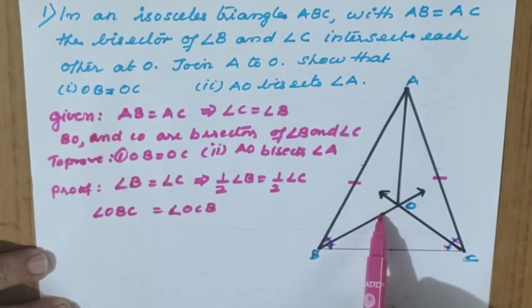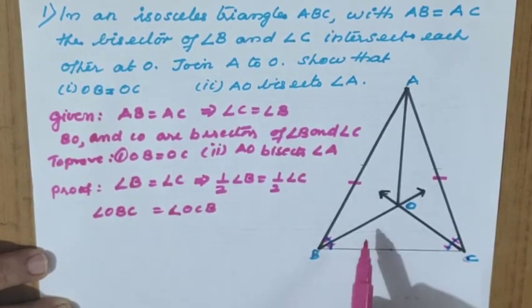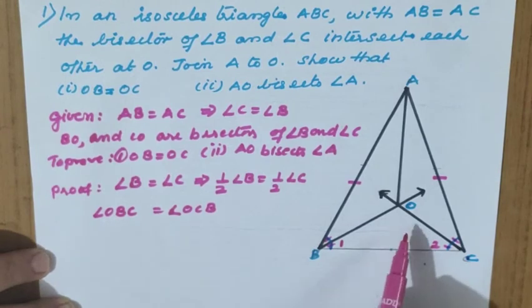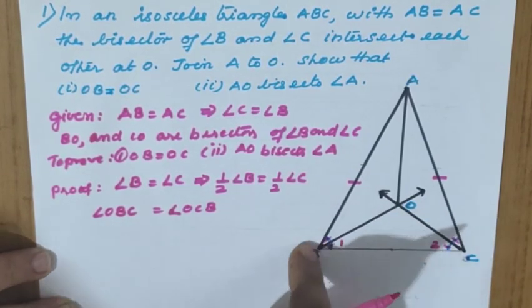Half of B means I am taking OBC. Similarly, half of C I can write OCB. I can write OBA also, OCA also, but that is not the purpose for us, because in one triangle we need. So we got here OBC and OCB. I'll just write 1 and 2. Angle 1 and 2 are also equal in which triangle? OBC. Now these two angles are in one triangle.